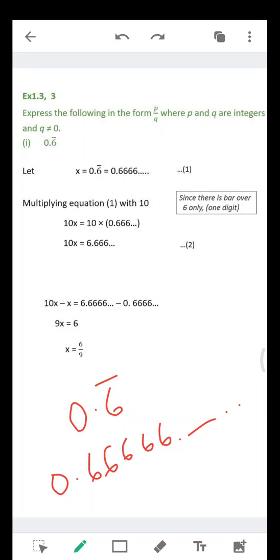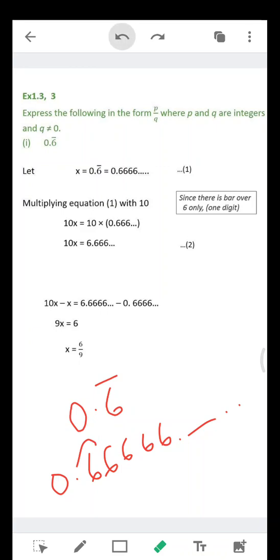So if I multiply by 10 here, I get 10x. I'm multiplying 10 by 10 on both sides of this equation. So 10x is equal to, what happens when this is multiplied by 10, the point goes one step to the right. Okay, so the point comes in between the 6.666. If I multiply this by 10, you can see here this point goes from here to this position.